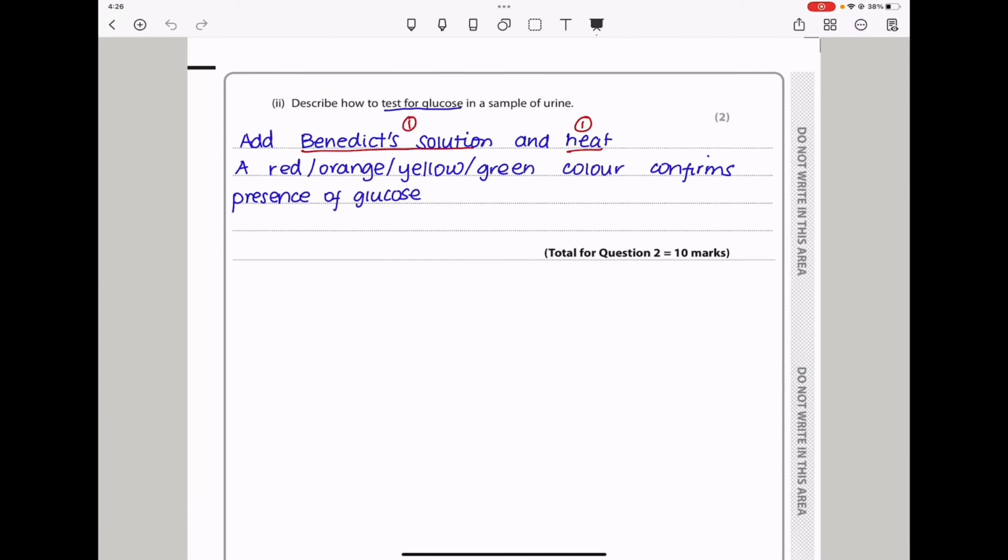Moving on. Here they say, describe how to test for glucose in a sample of urine. This is by using Benedict's solution, and then you heat. If the color formed is red, orange, yellow, or green, then this confirms presence of glucose. So this brings us to the end of question 2. Let's continue to question 3.